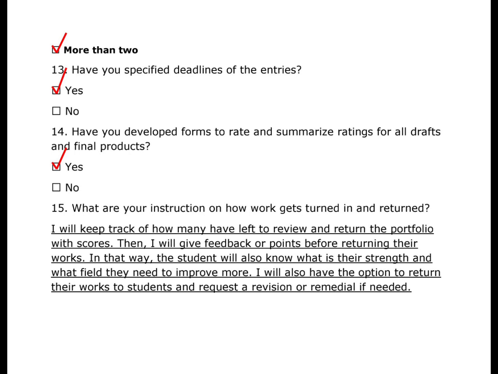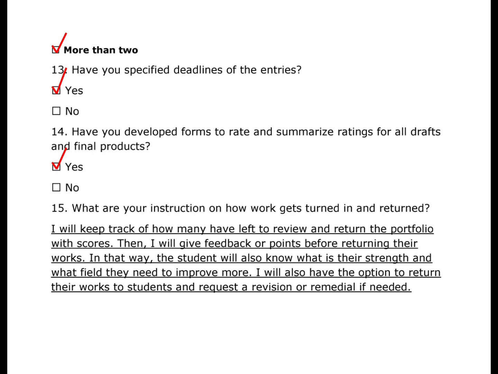So my number 13, have you specified deadlines of the entries? Yes, of course, it has a deadline. So number 14, have you developed forms to rate and summarize ratings for all drafts and final products? So my answer is yes. So number 15, so this is the question. What are your instructions on how work gets turned in and returned?